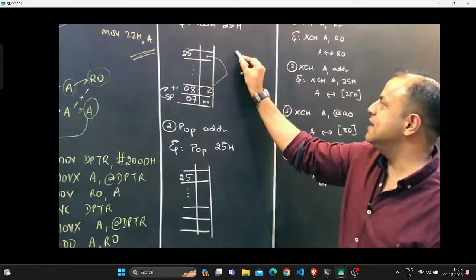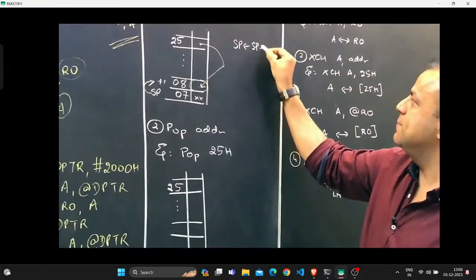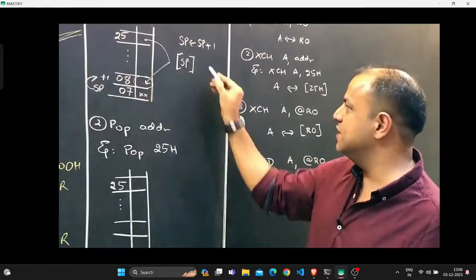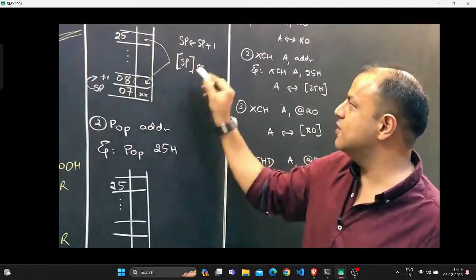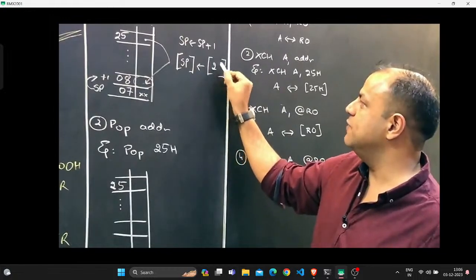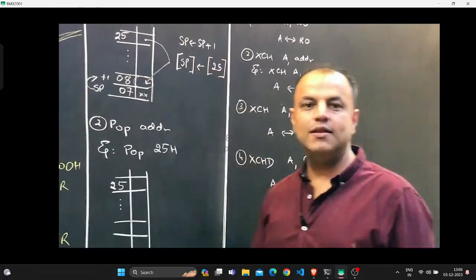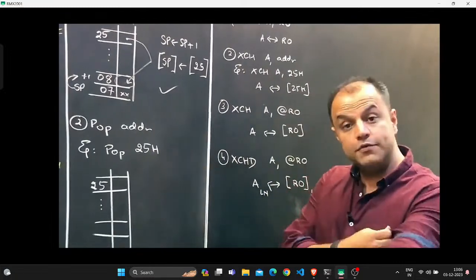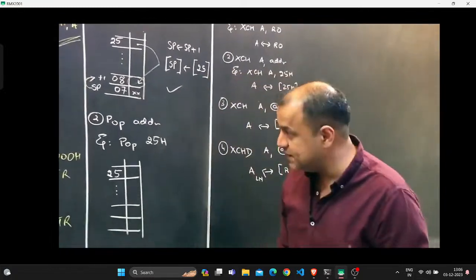So your first step is SP will become SP plus 1. At the new location pointed by SP, that means at this location, we are going to store what? 25 or contents of 25? Contents of 25. So first SP will become SP plus 1, then at the new location pointed by SP, we'll store the value of 25. This was your push operation. Please tell me, did you understand this? Now if you did, explain to me pop by yourself and come on, be serious now.